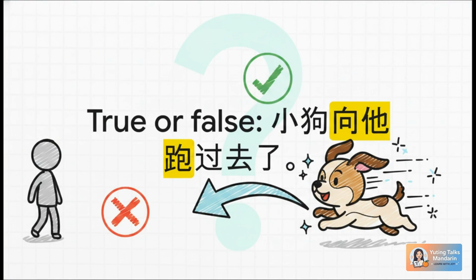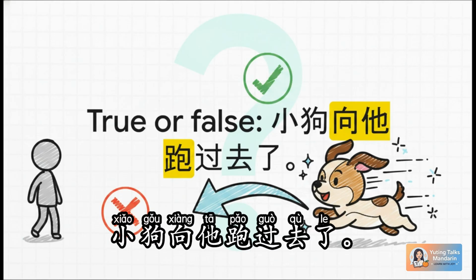Imagine a super cute puppy sprinting directly toward a person. The sentence describing this is 小狗向他跑过去了. The puppy ran towards him. True or false? Okay, let me think out loud here. The puppy is moving through physical space, so the arrow 向 points to the direction 他, which means him, followed by the verb 跑 for run. That perfectly matches our first usage of physical direction, so I'm going to say true. You are absolutely right. Great job.